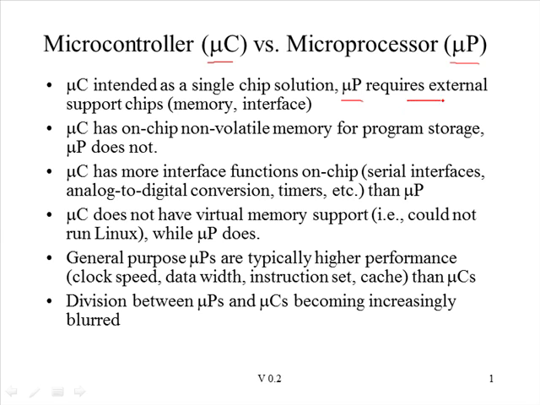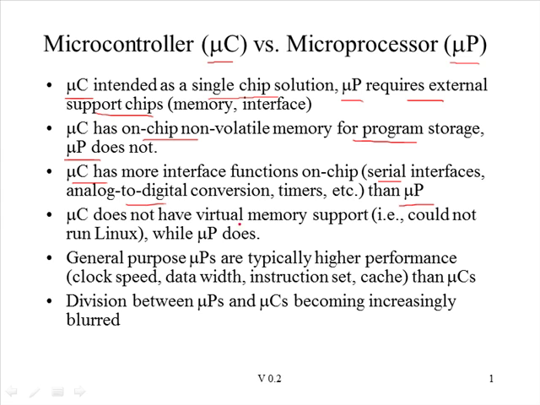A microprocessor requires lots of external support chips, and it's intended to be essentially a multi-chip solution to a problem. A microcontroller, on the other hand, is intended as a single chip solution. Because of that, it's going to have on-chip non-volatile memory for containing the program that's going to run, while a microprocessor does not. It will store its program in external memory. A microcontroller will have far more interface functions on the chip, such as serial interfaces, analog to digital conversion, and other things, than a microprocessor will.